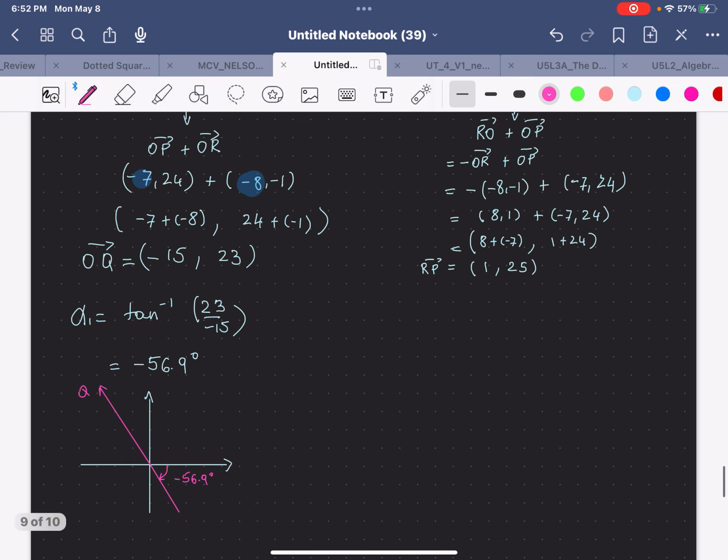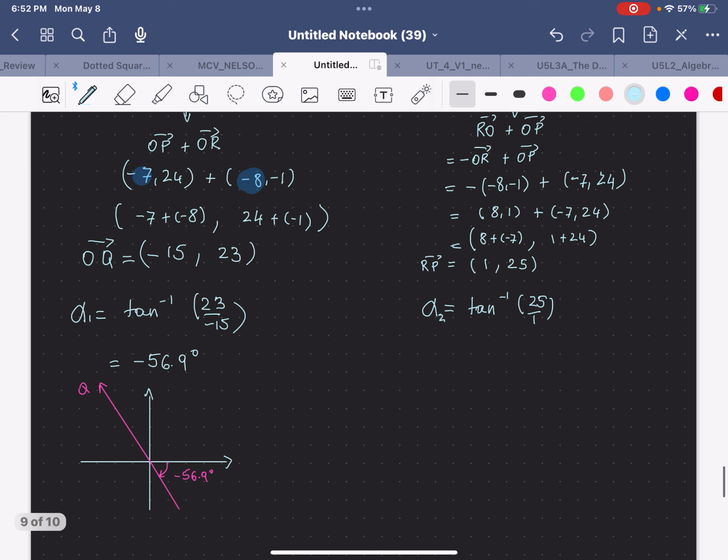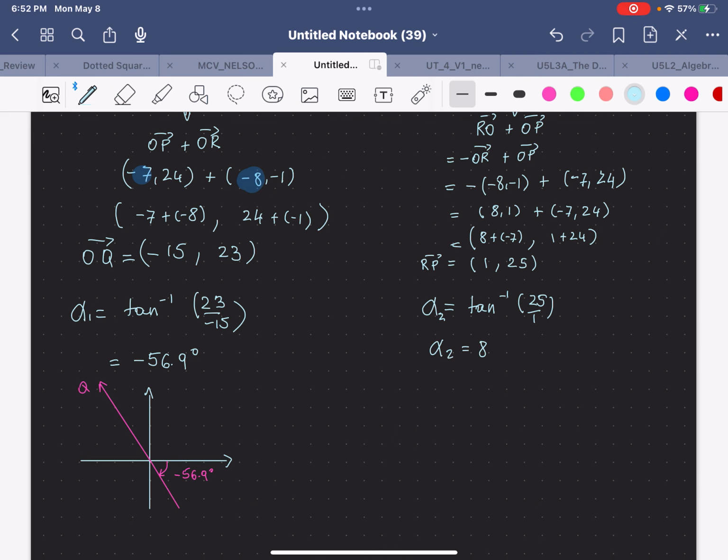Now, next we will have to find the angle that RP makes with x-axis. So again, we're going to go inverse tan. That would be our alpha 2. 25 over 1. That's an interesting number. Let's see what angle we get. That would be interesting. So I got 87.7. So alpha 2 is 87.7 degrees. Again, the calculator will give us whatever the calculator can give us.